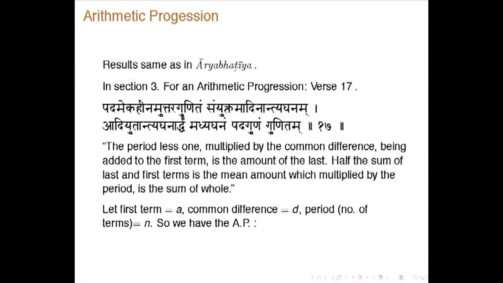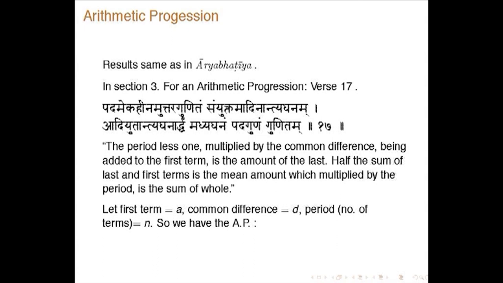Okay. Now he goes to the arithmetic progression. In the arithmetic progression, the result is essentially the same as in Aryabhatiya. The sum of the arithmetic progression is given as: the period less 1 multiplied by the common difference being added to the first term is the amount of the last; half the sum of the last and first terms is the mean amount, which multiplied by the period is the sum of the whole.